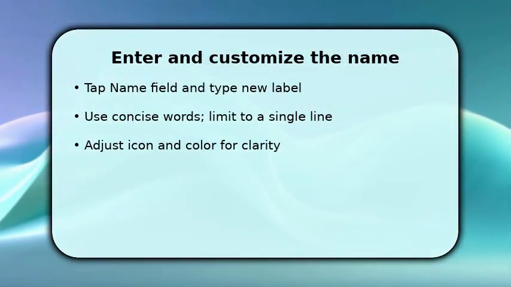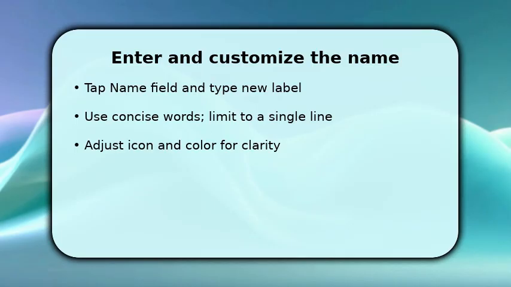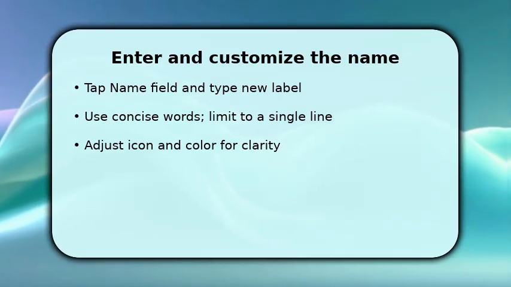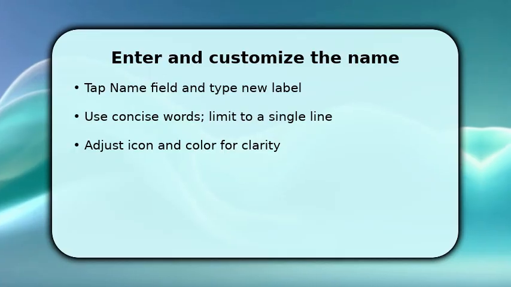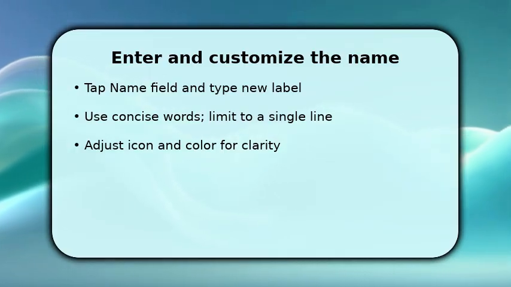Now enter the actual name. Tap the name field and type exactly what you want displayed. You should pick a short, descriptive name so it reads on the lock screen and Control Center without truncation.